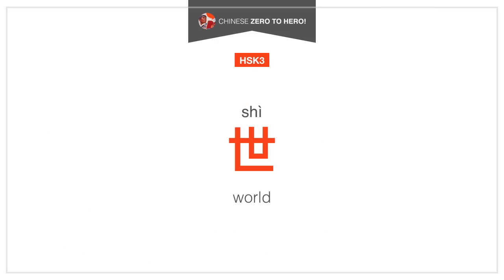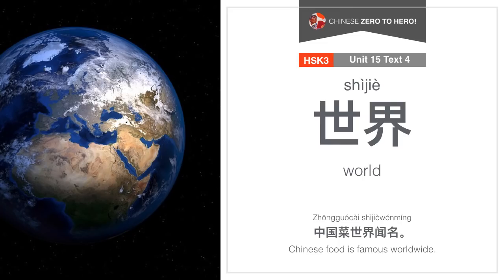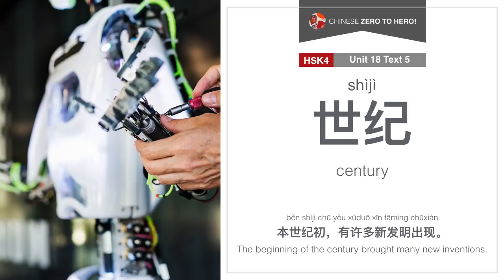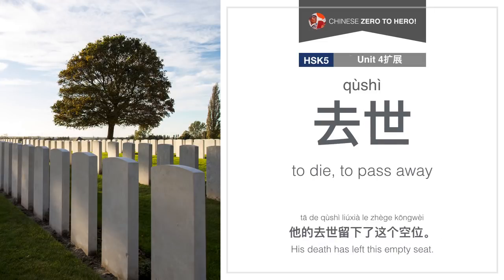The character 是 meaning world is written like this. In HSK 3, we learn the word 世界 meaning world. 中国菜世界闻名. Chinese food is famous worldwide. And in HSK 4, we learn the word 世纪 meaning century. 本世纪初有许多新发明出现. The beginning of the century brought many new inventions. And in HSK 5, we learn the word 去世 meaning to die or to pass away. 他的去世留下了这个空位. His death has left this empty seat.